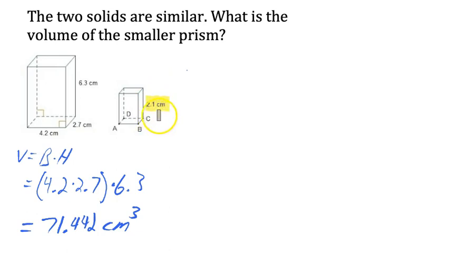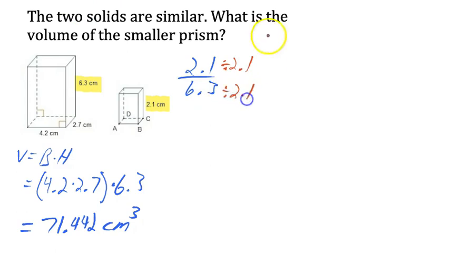So let's compare the height of the smaller prism to the height of the larger prism. The heights are in a ratio of 2.1 to 6.3, which means that they're in a ratio of 1 to 3. The dimensions of the smaller prism are 3 times shorter than the dimensions of the larger prism. This scale factor is not the ratio of the volumes, though. We have to cube this ratio to get the ratio of the volume.